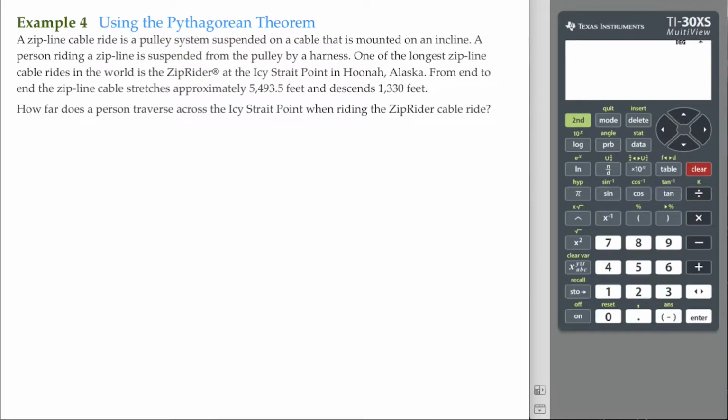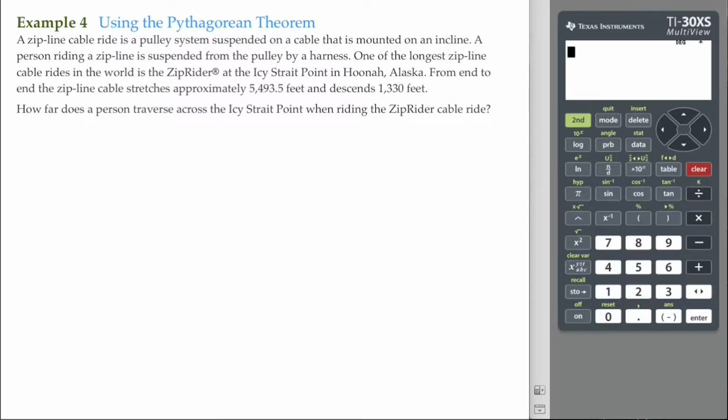Now that we understand and know how to utilize the Pythagorean theorem, we can effectively apply it to address all kinds of circumstances. So for this example, it states, a zipline cable ride is a pulley system suspended on a cable that is mounted on an incline. A person riding a zipline is suspended from a pulley by a harness.